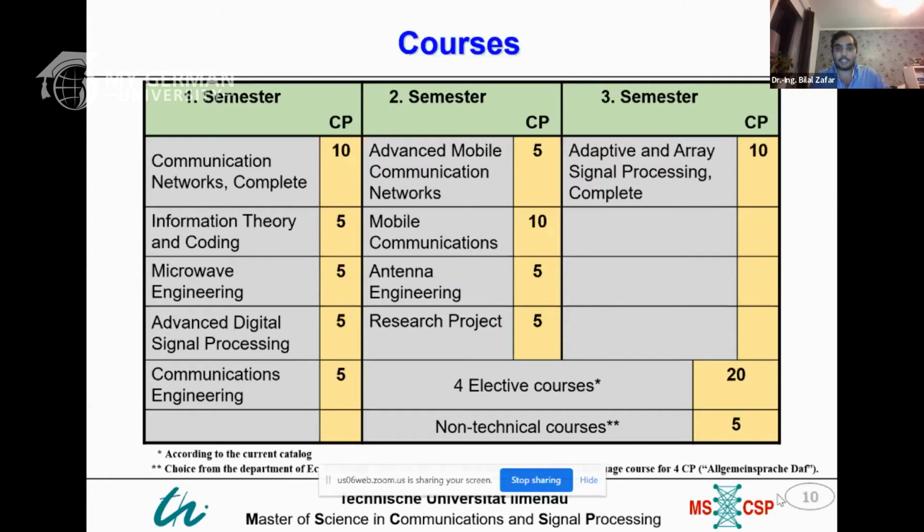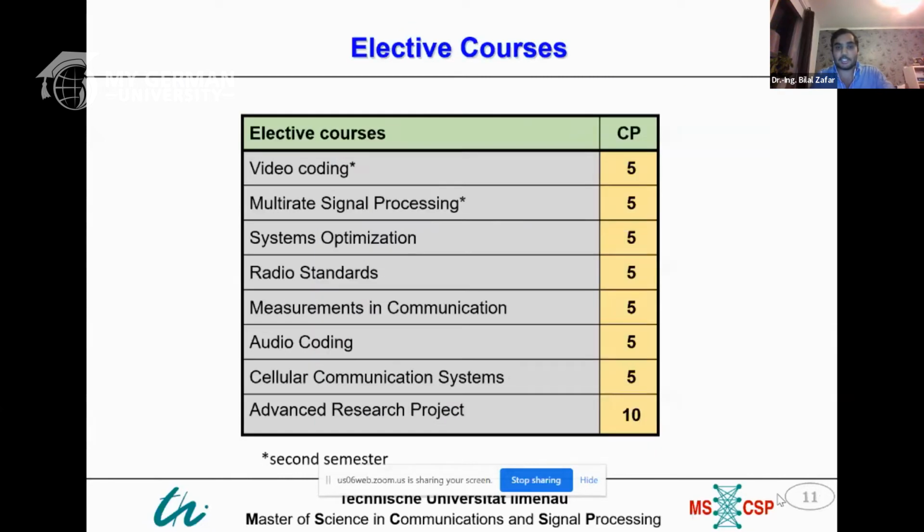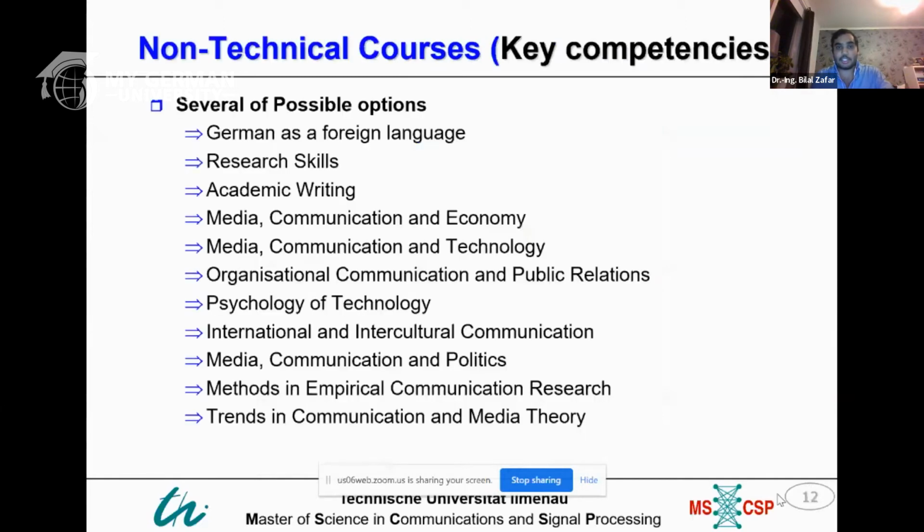In the third semester, you have some elective courses that you can also take in some of them in the second semester, but mostly in the third semester. You can find all of this info. I have already posted the link, so I'm not going to go into the details of all the modules, but you can find all the information and or contact us. These are the names of some of the elective courses. And these are some of the non-technical courses that are on offer.